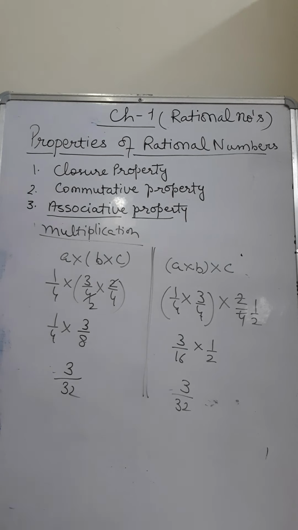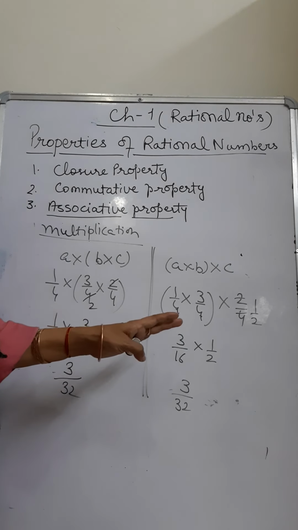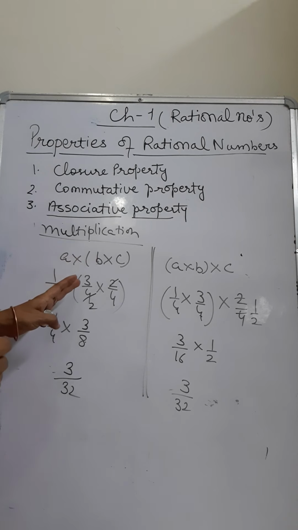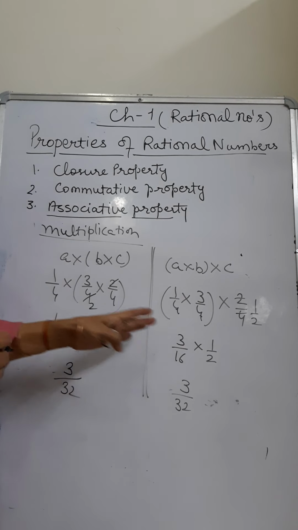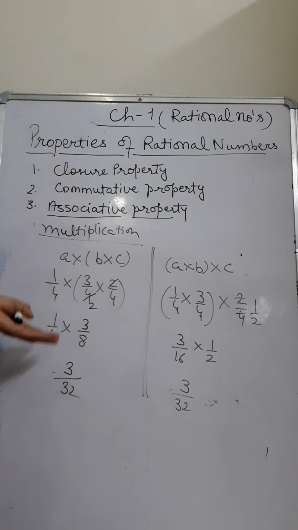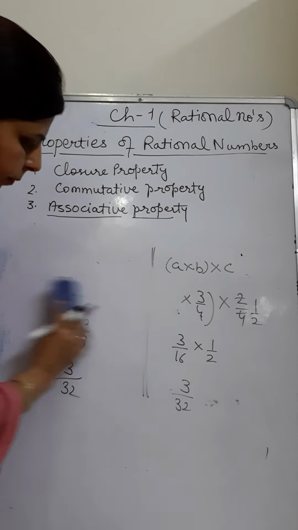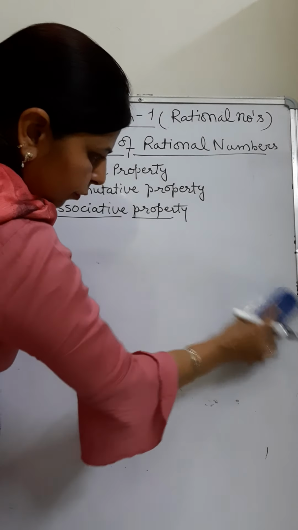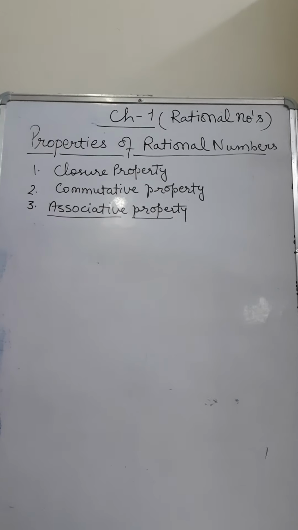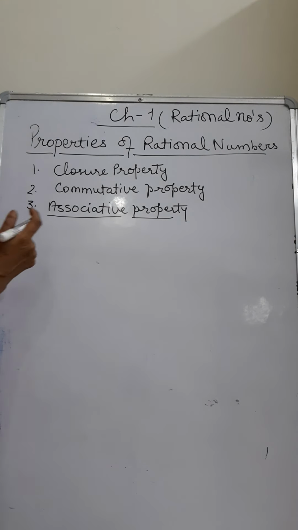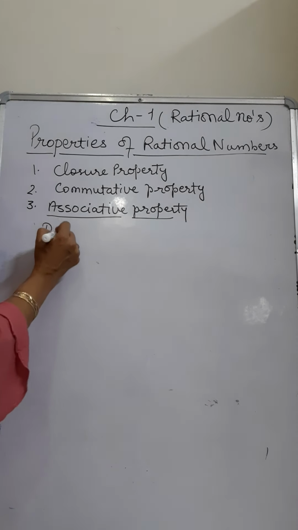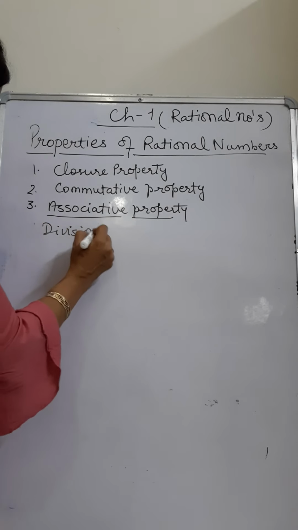So we can change the order. After changing the order, if we arrange in a different order, the result is the same. So we can say multiplication is associative. Now for division I am showing the same. We have seen multiplication is associative for any number. Now see the result for division also.